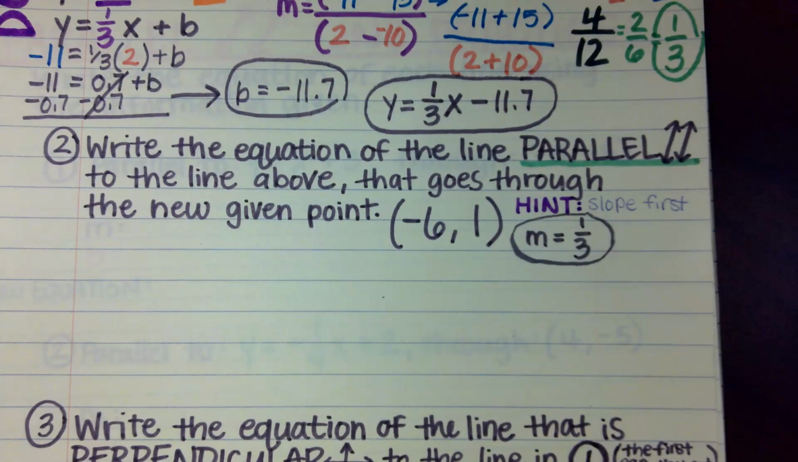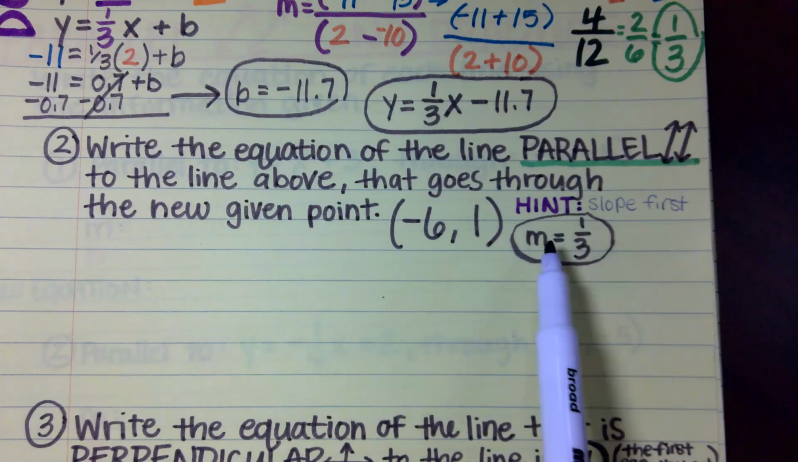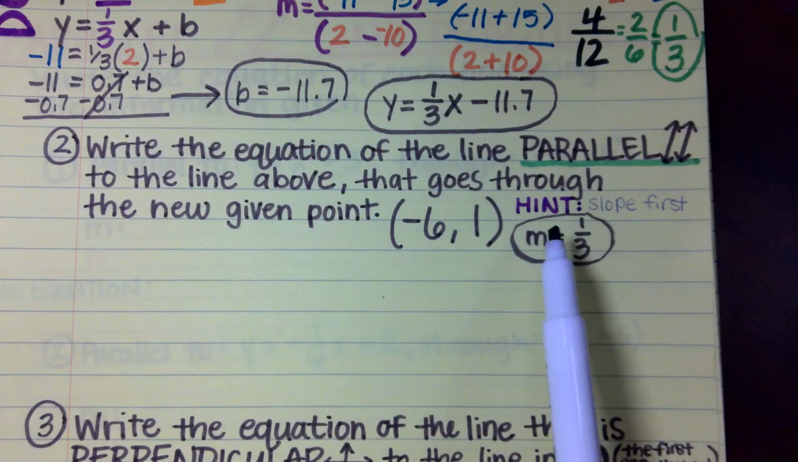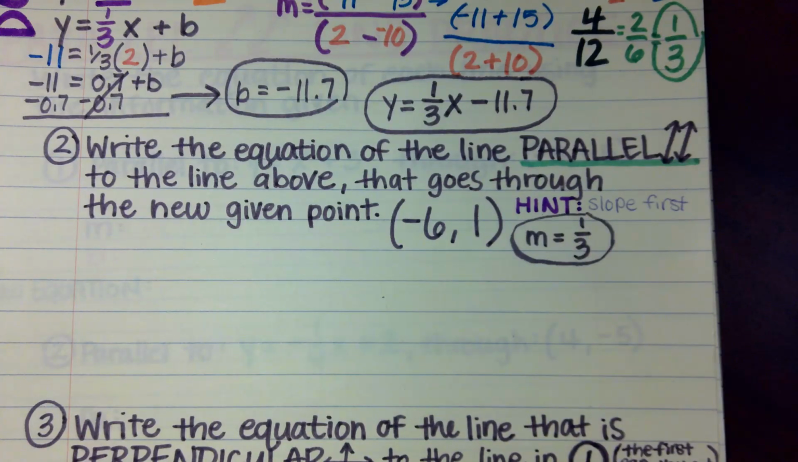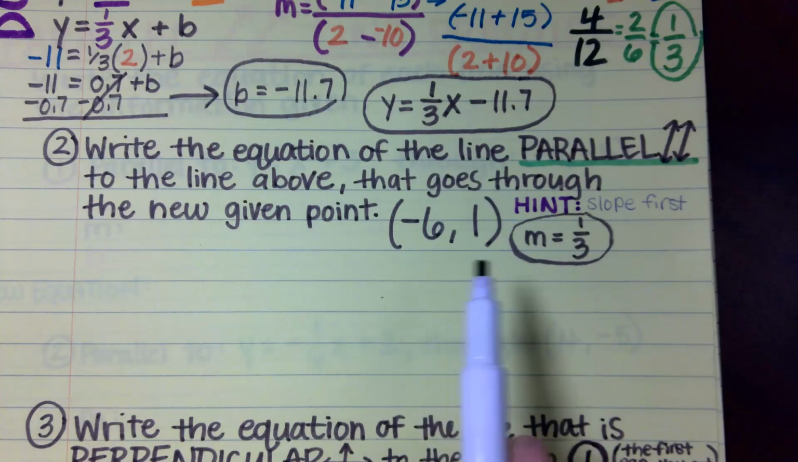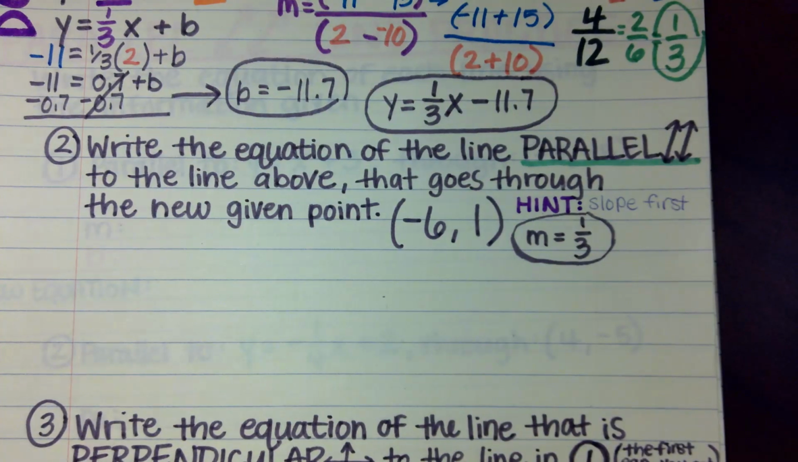And remember, our steps for writing an equation are find m, find b, write the equation. We just found m. Now let's find our b. How are we going to do that? First, we're going to label the coordinates. Yeah, let's label our coordinates.